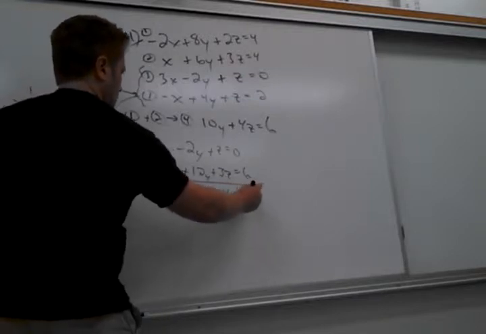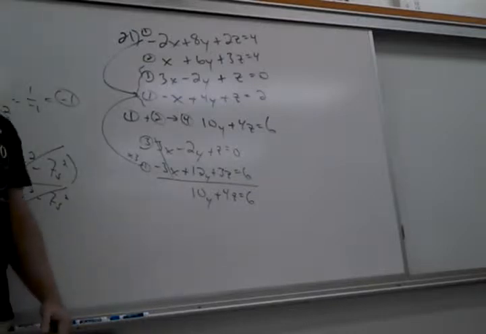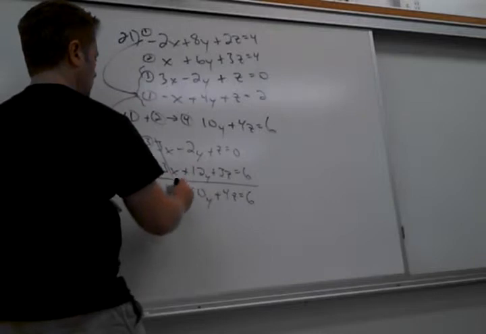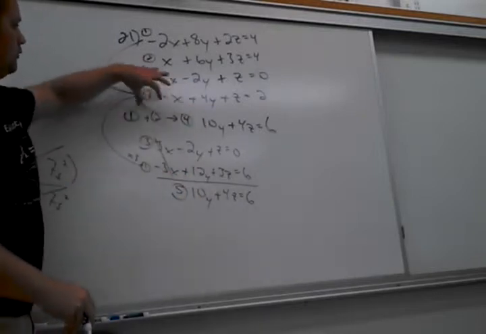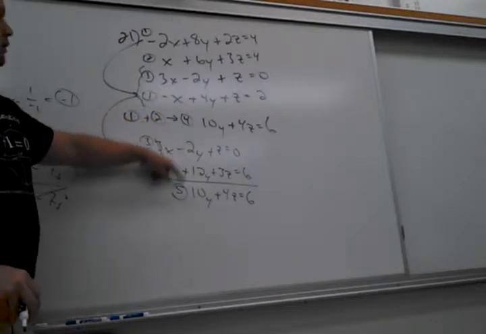10y plus 4z equals 6. Now what do you notice? They're the same. So if you try to compare these two, notice I got that equation from 1 and 2. I got this equation from 1 and 3. They're the same, aren't they?